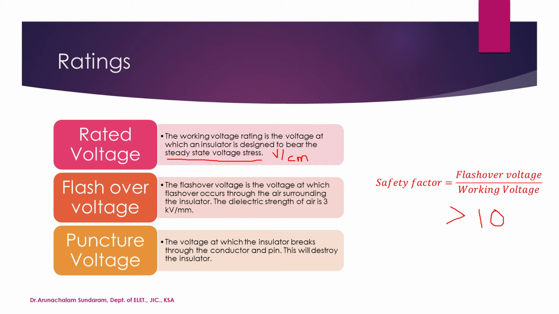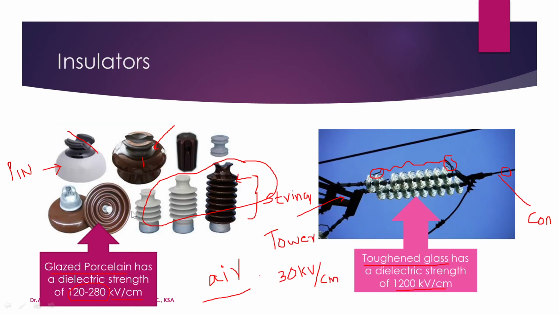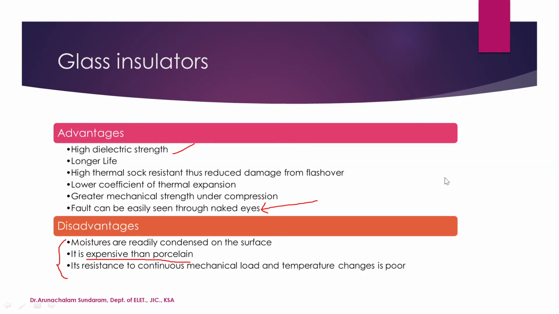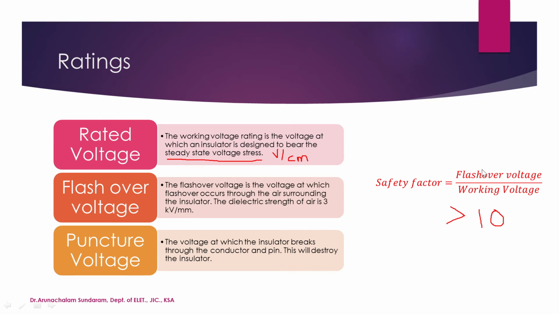In the normal case, what we desire is the flashover, because when there is a flashover, it will not damage your string of insulators. But if there is a puncture, it will damage the insulator. So we have to protect these insulators, and to do that we have to make sure that the safety factor is at least greater than 10. Safety factor means the ratio of flashover voltage to working voltage.